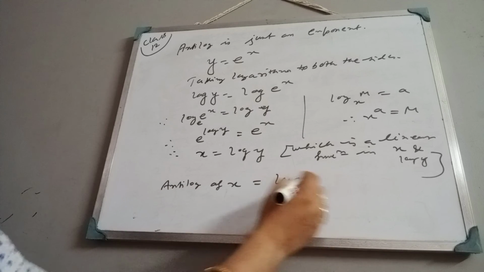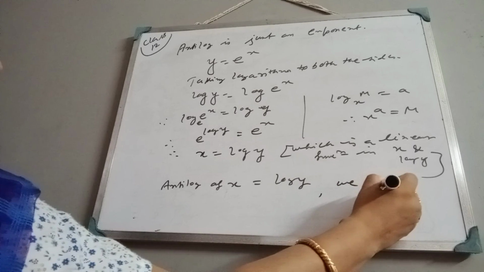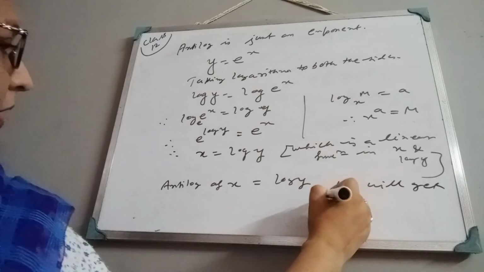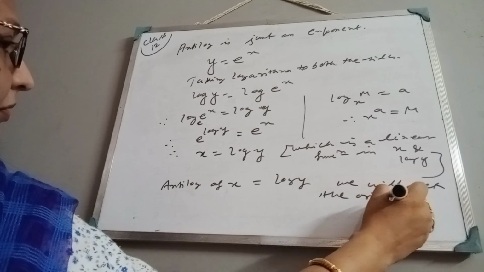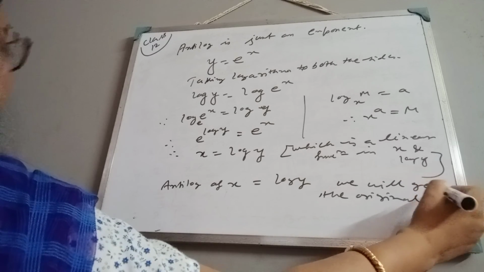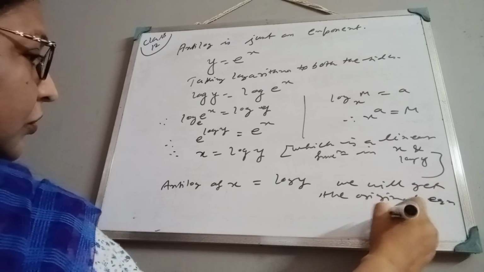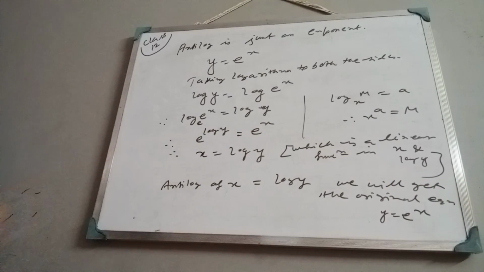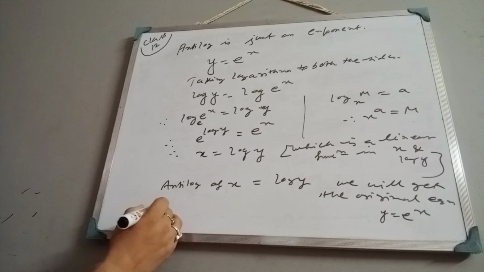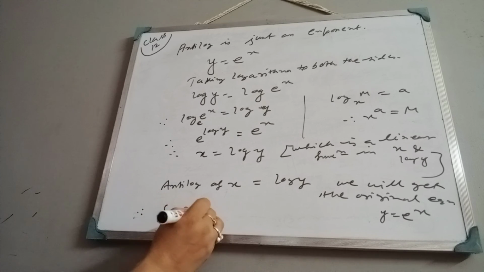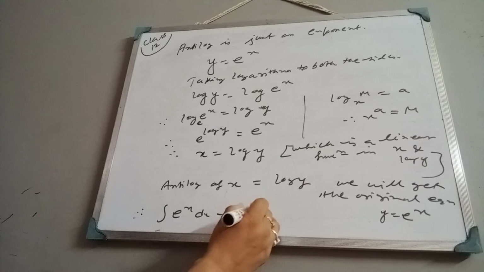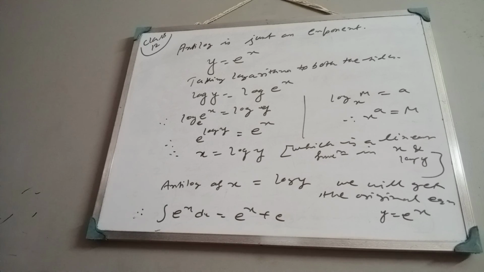We will get the original equation: y is equal to e to the power x. Okay. Now, integral of e to the power x is what? Integral e to the power x dx, we know that is equal to e to the power x plus c. Okay. When the base is other than e, then what we will write?